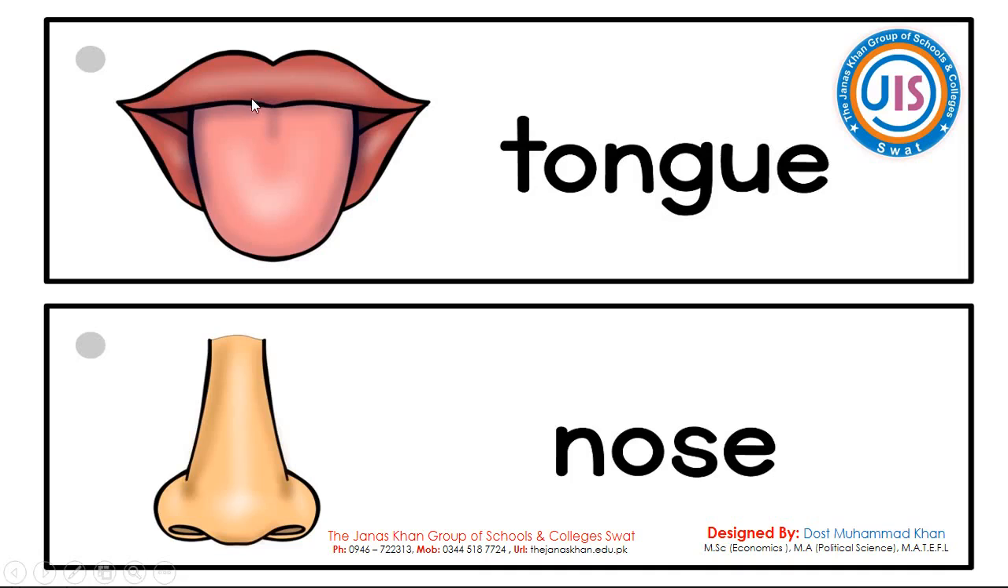Mouth ke andar. This is tongue. Show your tongue to your parents. This is tongue. And this is nose. This is nose. The parents should please teach. Show the nose to the student. To the students. This is tongue. This is nose.